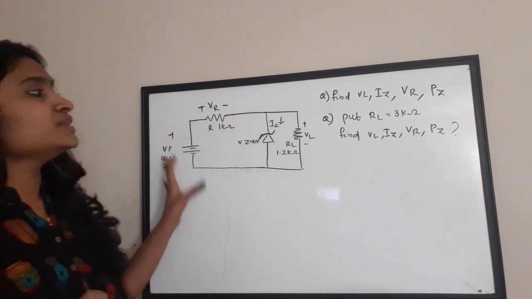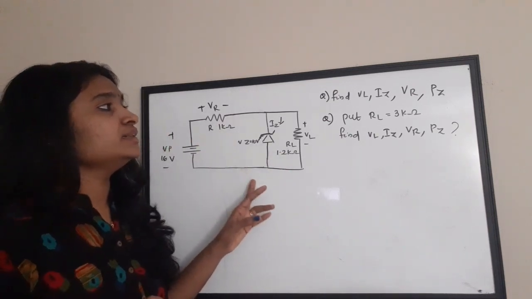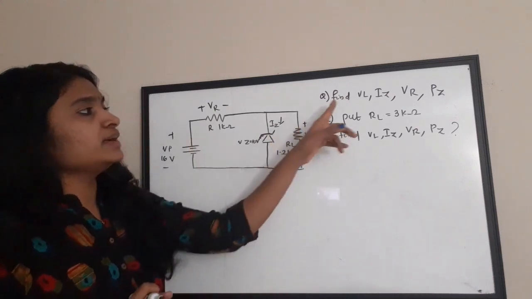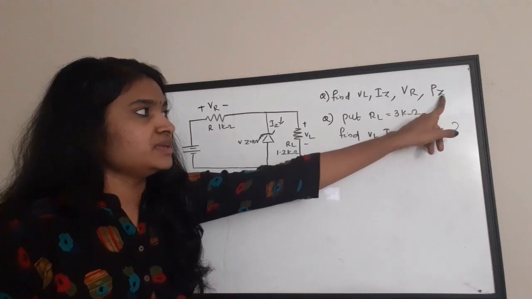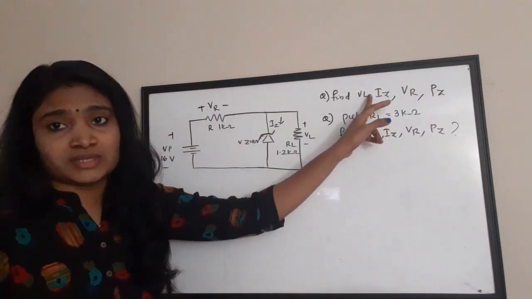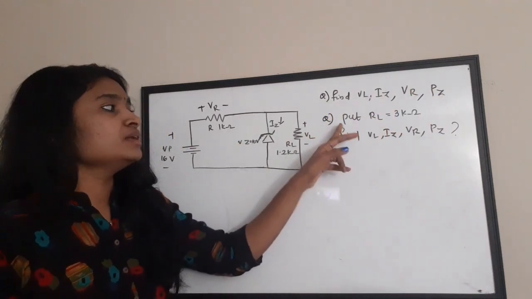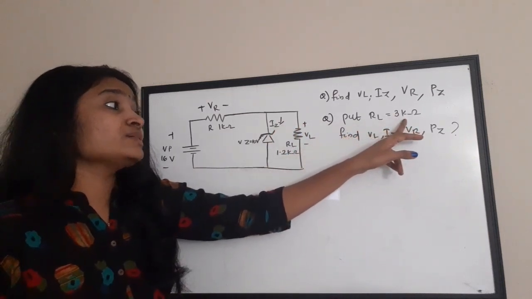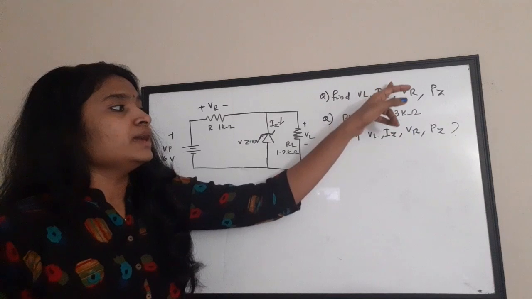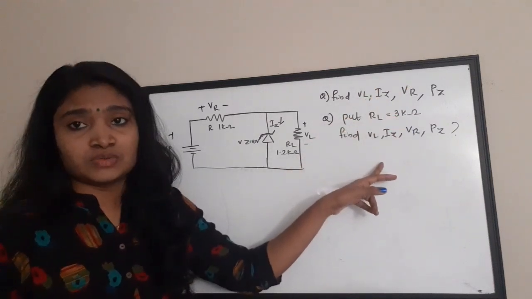This is a simple circuit, and in this question you need to find the values of VL, IZ, VR and PZ. That is the first part of the question. In the second part of the question, there is a load resistor given. You need to fix the value of the load resistor as 3 kilo ohm. Here again you have to find these values.